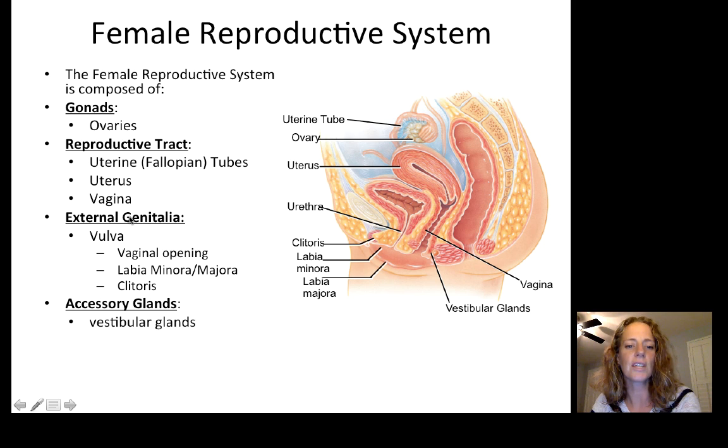Then the external genitalia for the female is not the vagina. That is a common misconception. The external genitalia is the vulva. So the vulva includes several structures, which are the erectile tissue, the clitoris, the vaginal opening, and the labia minora, labia majora. Then we have accessory glands in the female, which are the vestibular glands.